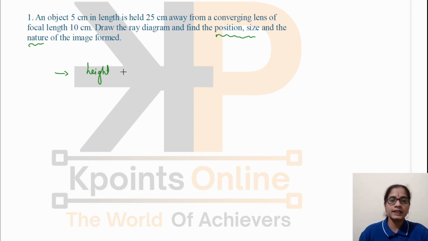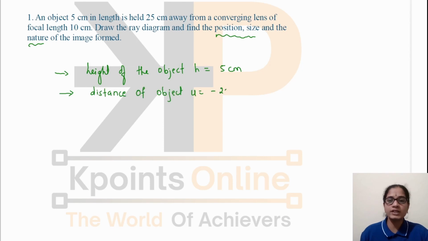Yes, height of the object h is equal to 5 cm. As the object is placed above the principal axis, we will take it as positive only. And it is held 25 cm away from the converging lens, so it is placed at the left side of the optical center. So it will be negative in sign. The distance of the object is minus 25 cm.